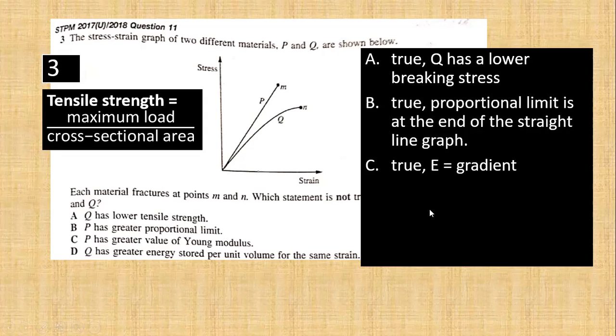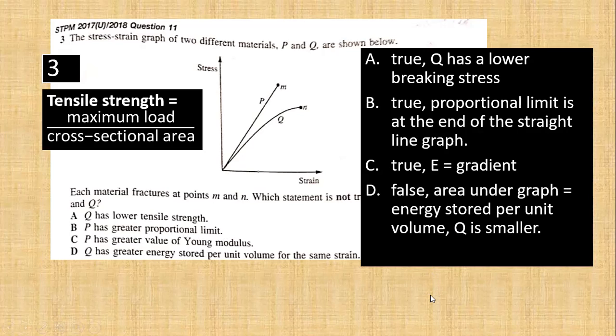Q has a greater energy stored, right? For a particular strain, Q has a greater energy, no? Right? Area under the graph is smaller than P, so false. Area under the graph is energy stored per unit volume, so Q is smaller for a particular strain. The answer is D.